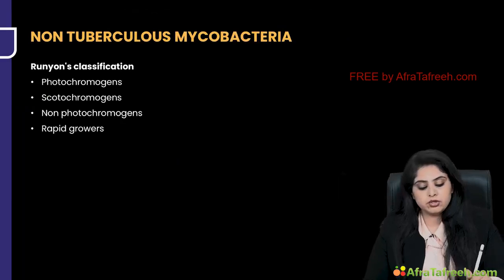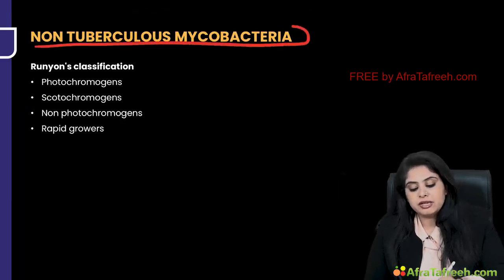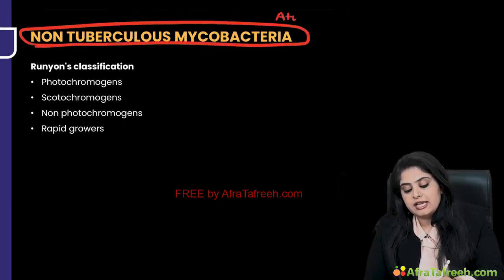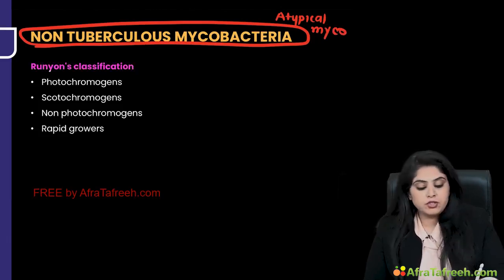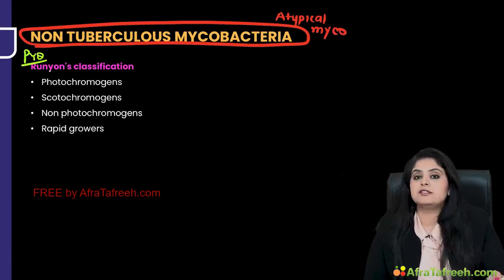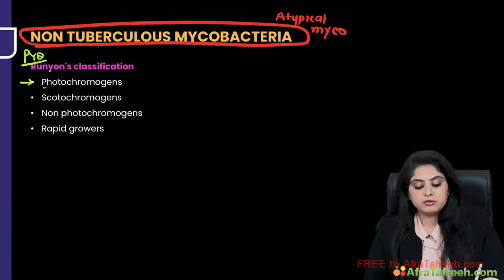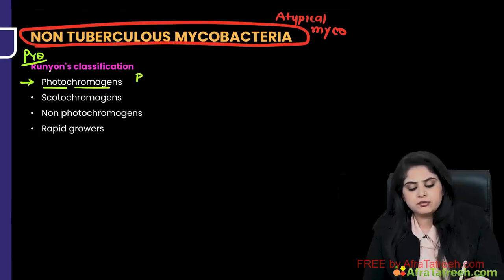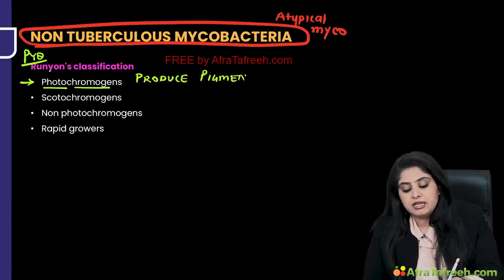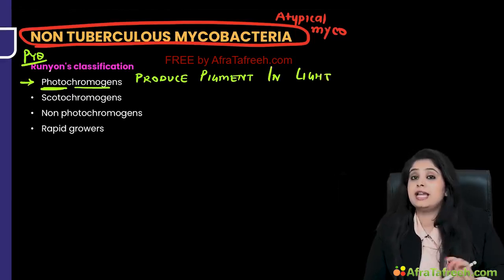But now what I go on to are the non-tuberculous mycobacteria, which we also call atypical mycobacteria. Please note, there is a very famous and a tough classification for them on which you get a question, and that is the Runyon's classification. That says that the non-tuberculous mycobacteria are of 4 types. Photochromogens. Photo means light, chromo means color. So they are going to produce a pigment. Definitely they produce a pigment, but photo means only in light. That is why they will produce in light.